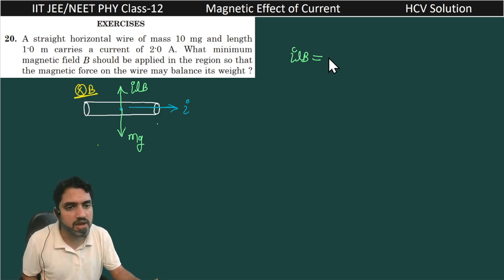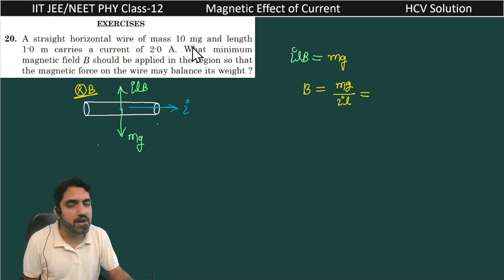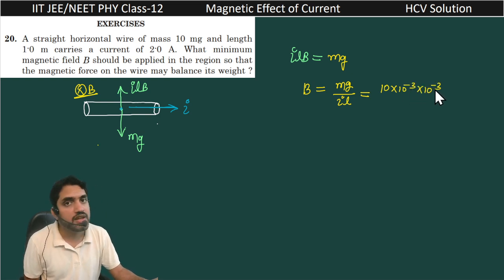It is equal to mg. This ILB equals mg, and we need to find B. So B minimum is equal to mg divided by I into L. What is m? That is 10 milligram. We can convert this 10 milligram to 10 raised to power minus 3 gram, and again 10 raised to power minus 3 into kilogram.